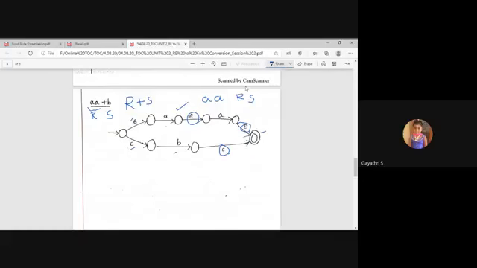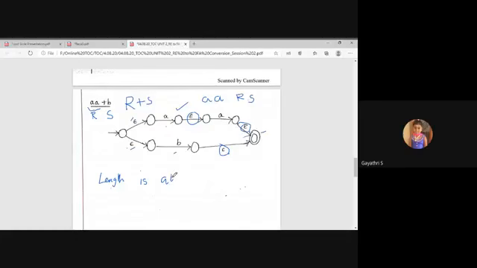The language of length at least 2. Write the regular expression for the language where length is at least 2, over the alphabet sigma equal to {a, b}.